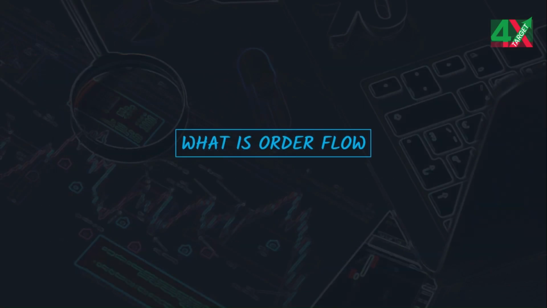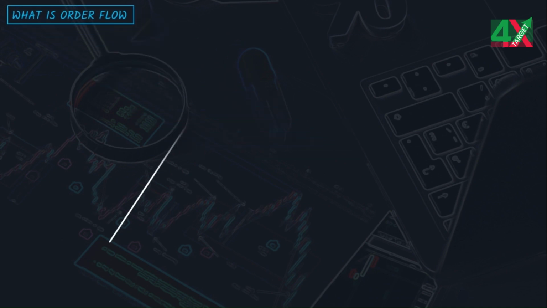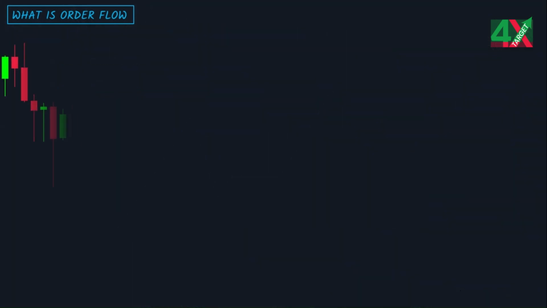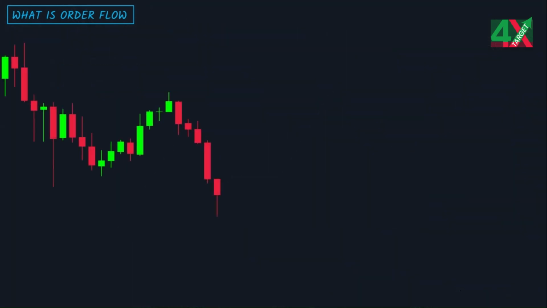Order flow represents the areas where institutional traders, smart money, hide their positions or where they are most likely to initiate their positions. It reflects where aggressive buying or selling originated, and where unfilled institutional interest may still remain. Order flow can be bullish or bearish, depending on the prevailing market structure.